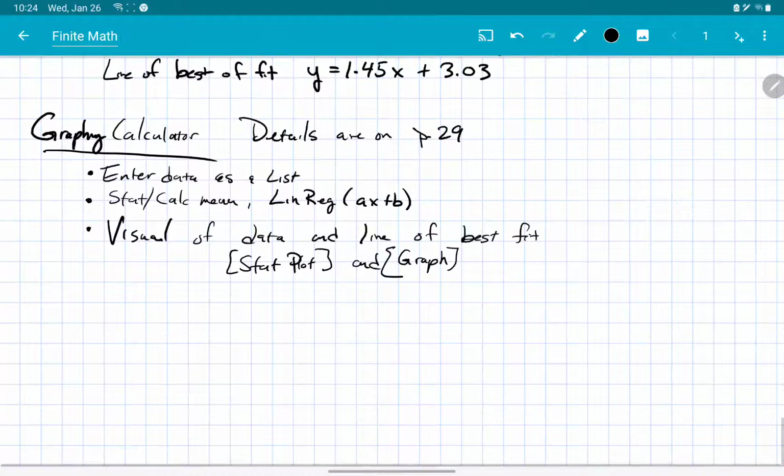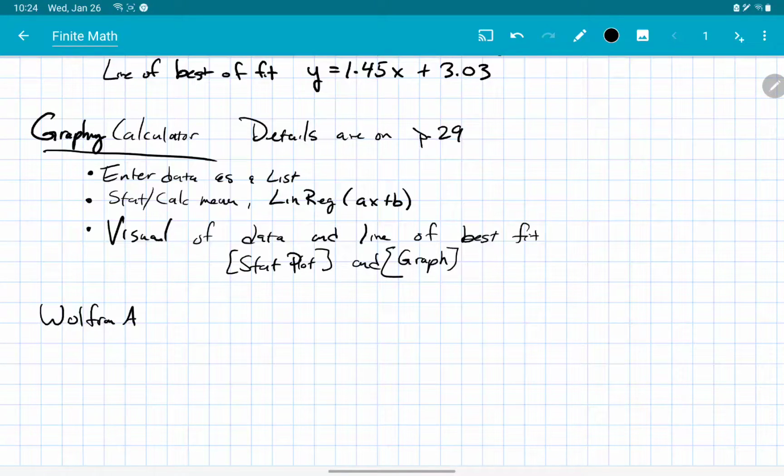There's another way to do this, which is in Wolfram Alpha. Wolfram Alpha is a nice online calculator because it's not as picky with how you enter things in. It can parse natural language a little bit. Doing this with Wolfram Alpha is quite easy. You type linear fit, and then you put your data. I'll show you how this works here.